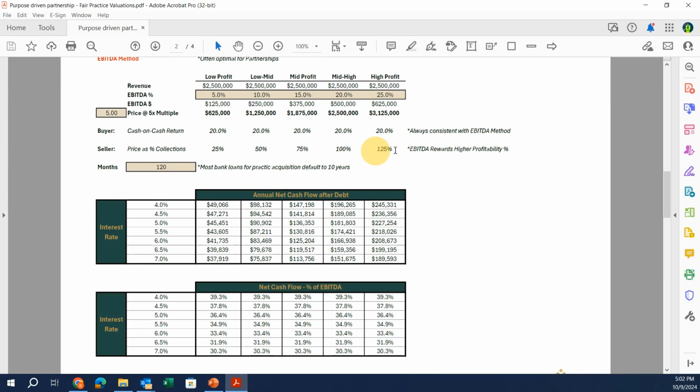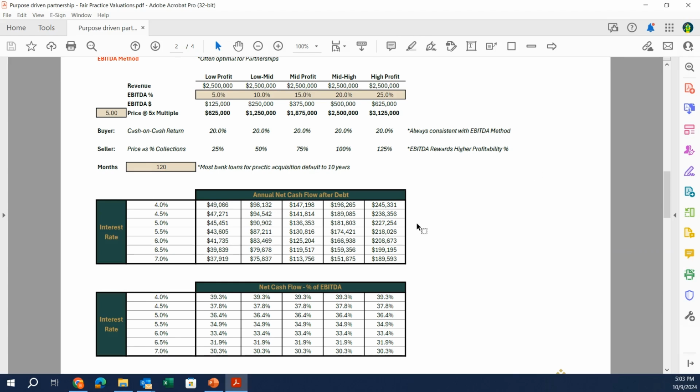They are not concerned about the percentage of collections. As a buyer or a potential partner buying in, you should not be concerned about the percentage of collections. You should be concerned about the cash on cash return. And how you do that is by utilizing an EBITDA method.